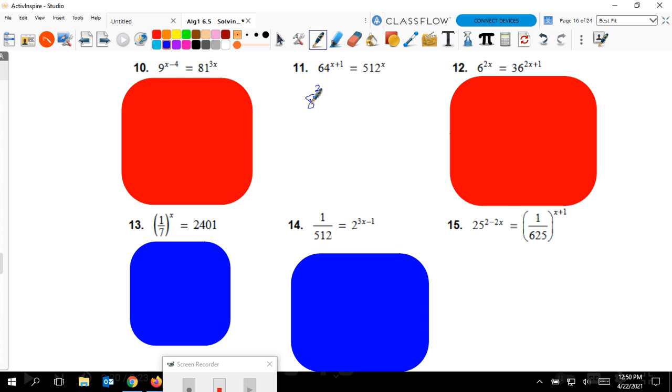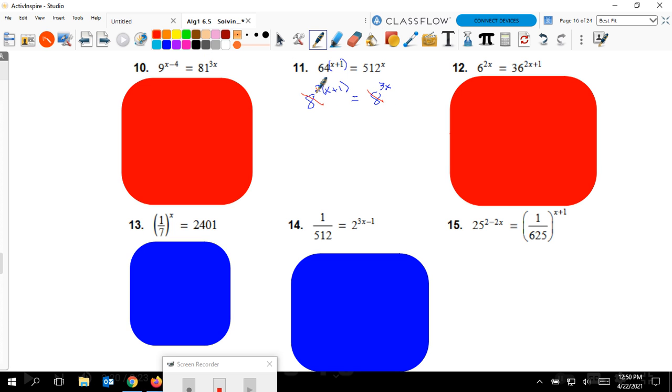So 8 squared is 64, but we still have this x plus 1 here. That's going to go in the parenthesis next to the squared. That's a distributive property. 512 is our 8 to the third power, and this x is just going to go next to that third power. And so now we can cross out the bases of 8. So we're crossing out the 8s.